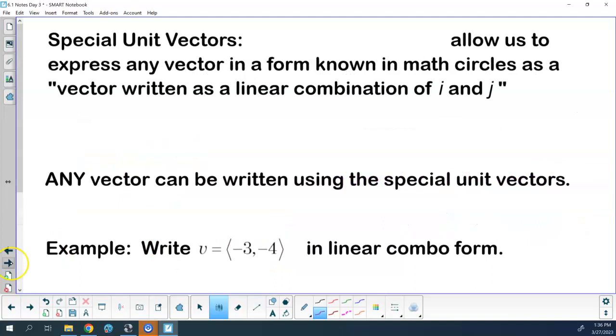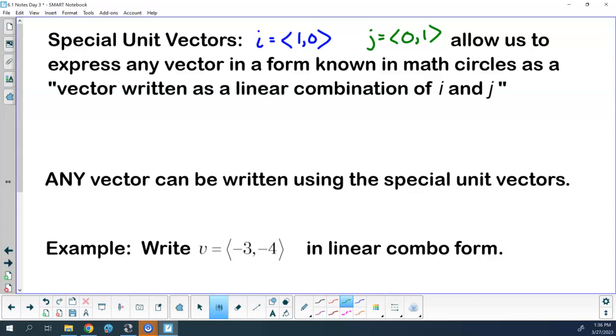Now we have two special unit vectors out there. We have vector i, which is the horizontal unit vector going out towards, if you're thinking of the unit circle, going out towards 0, straight out to the right from the origin. And we have vector j, which is our vertical unit vector going straight up from the origin.